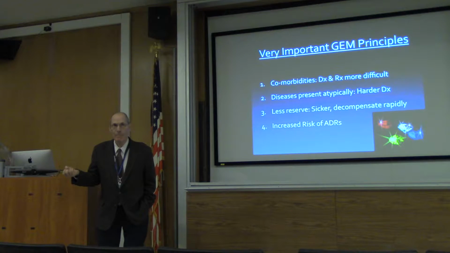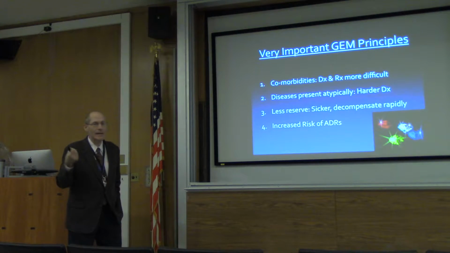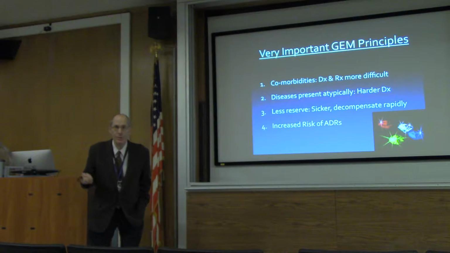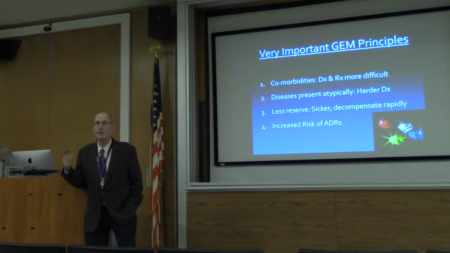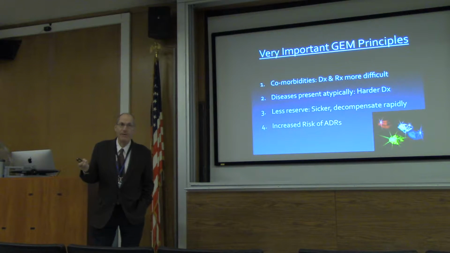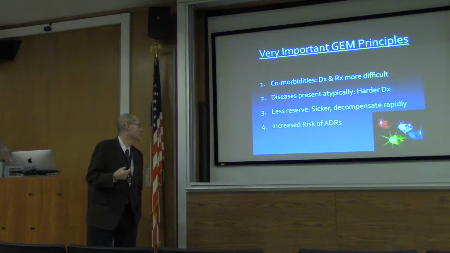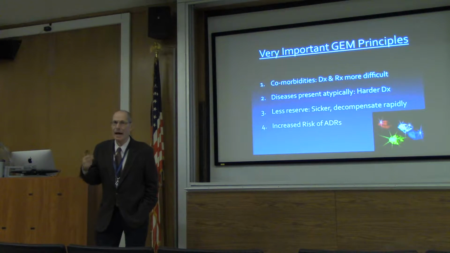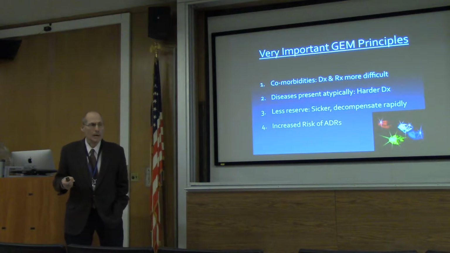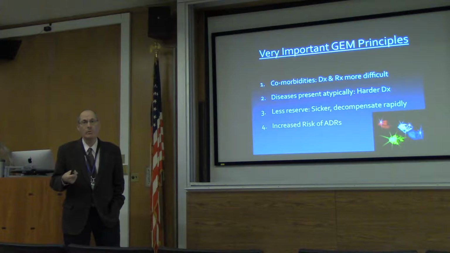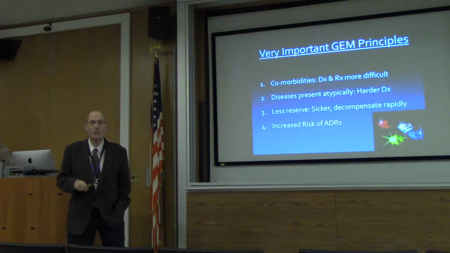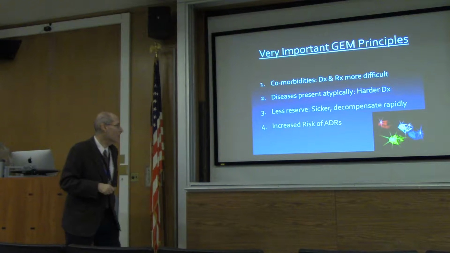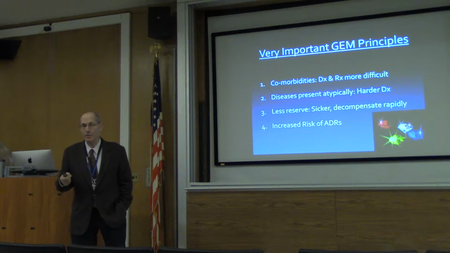Okay, so my 4 GEM principles. Because of a lot of comorbidities in the elderly, diagnosis and treatment is much more difficult than it is in younger people. Diseases often present atypically, so it's harder to make the diagnosis. So you have to be much more careful to try to diagnose this. Also, there's less reserve in the elderly, so that means they're sicker and they decompensate more rapidly. So if you miss the boat, you may not be able to pull them out of the water and keep them from drowning. Okay? And then there's an increased risk of ADRs, adverse drug reactions, in the elderly.